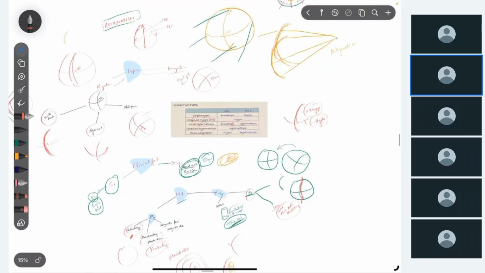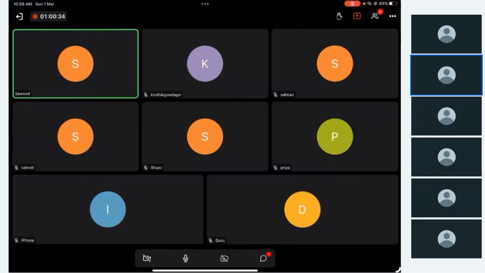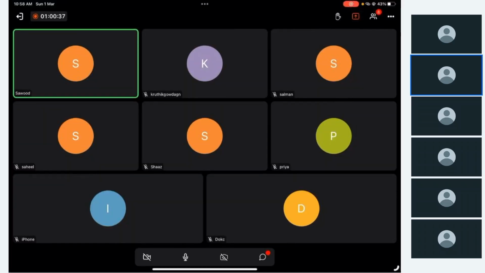This is about astigmatism. Did you guys understand? Does anybody have any doubt? No doubt, sir. No doubts.